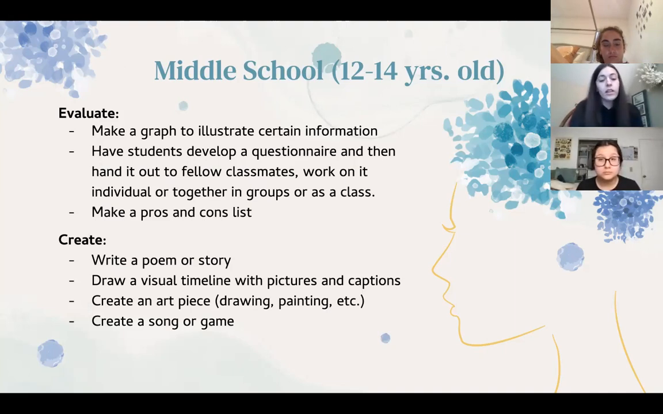And then lastly, have them be creative. So write a poem or story, draw a visual timeline with pictures and captions. I remember doing that in my 7th grade classroom for an English project, and that was a lot of fun. Create an art piece, so drawing, painting, etc., and create a song or game. So basically, just have a list of options that your students can do that is geared towards whatever they like, and they can be creative with whatever they're interested in to develop what they've been learning.